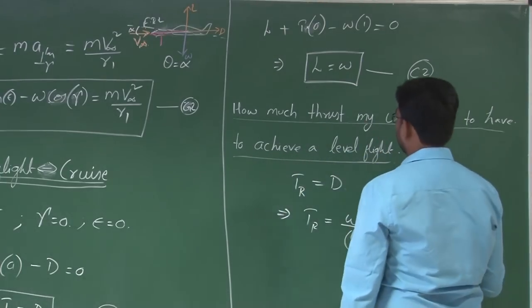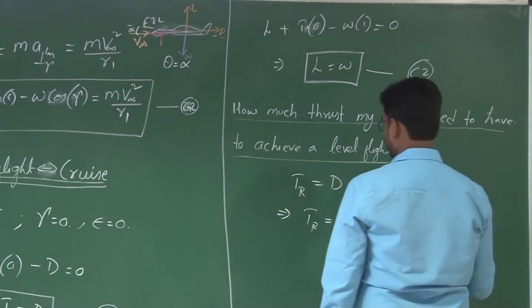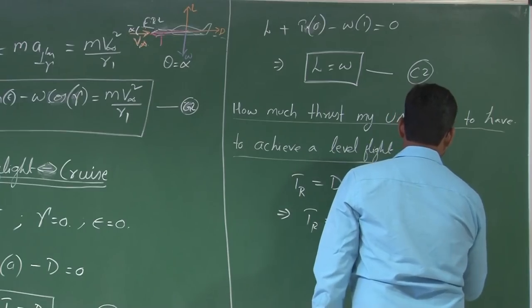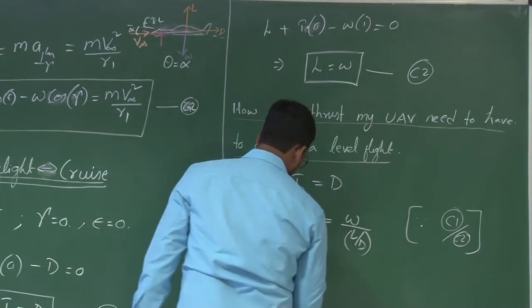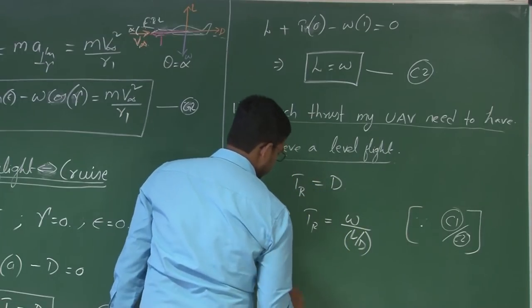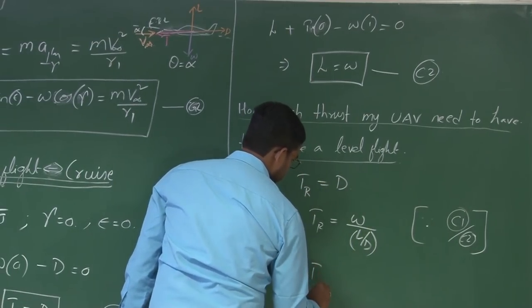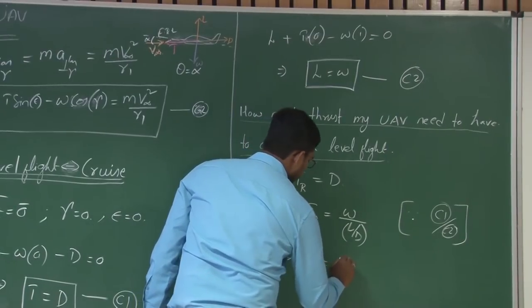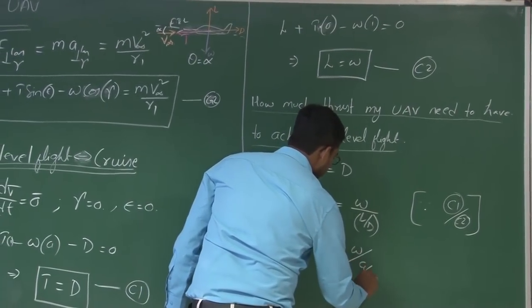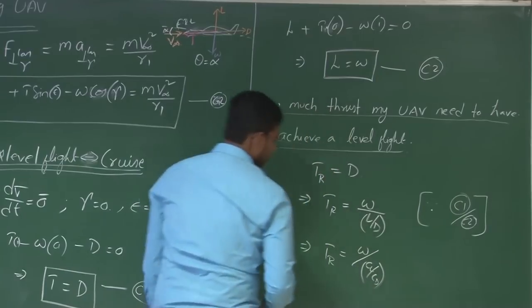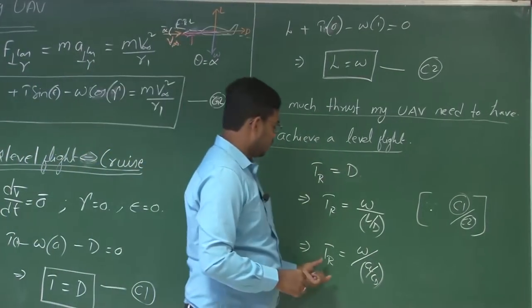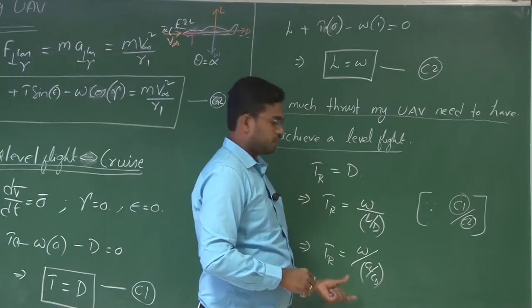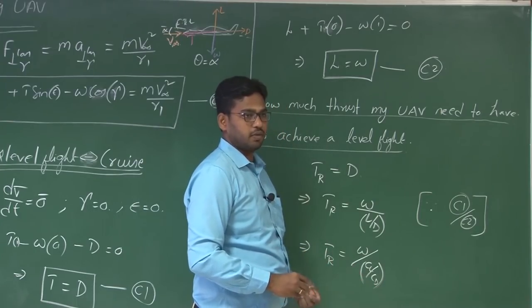So we also witnessed thrust required is equal to W by L by D, which is C2 by C1 or C1 by C2, right? This equals, thrust required is equal to W by CL by CD, right? Now, the minimum requirement of the thrust can be achieved when you have maximum L by D.